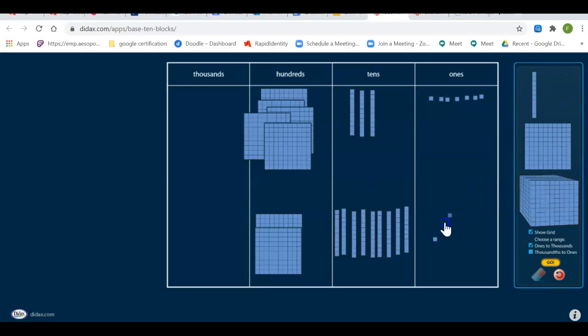1, 2, 3, 4, and 5. So we built our second number, which was 200. I'll move that over a little bit. 295. So 295 represents 2 in the hundreds place, 9 in the tens place, and 5 in the ones place.